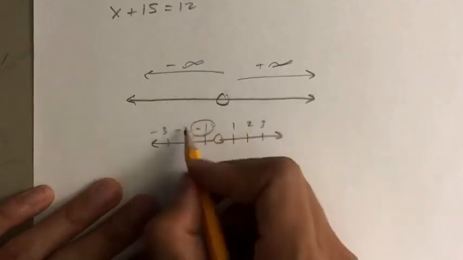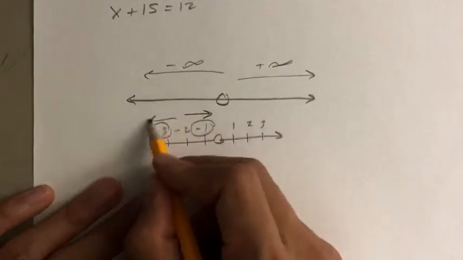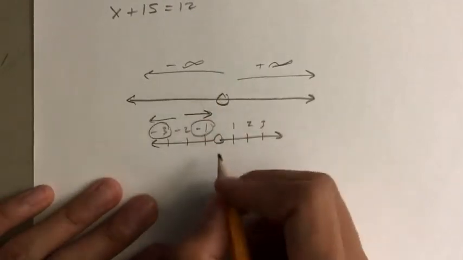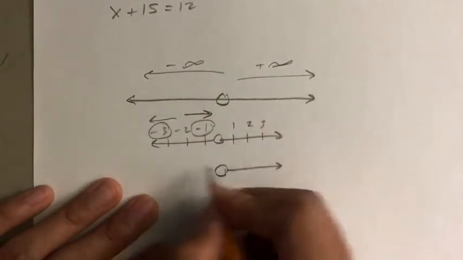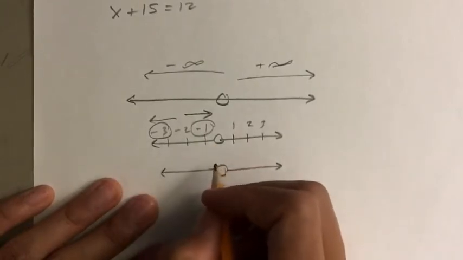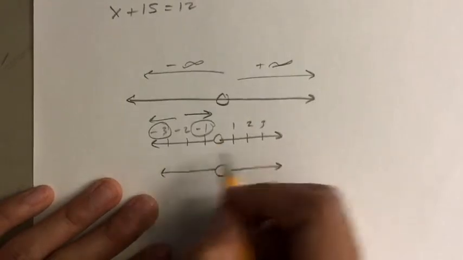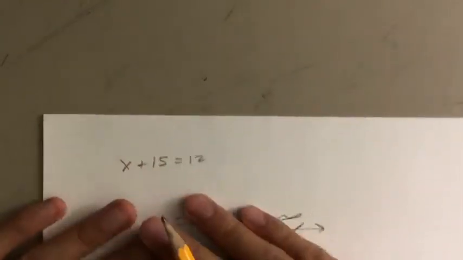This number is greater than this number because it's farther to the right. So think of it as a mirror, and think of it as the closer you are to zero when you're on the left side, the greater the number is. Or basically, the farther to the right something is, the greater it is. So anyway, let's just forget about that for now. We'll use that in this example.